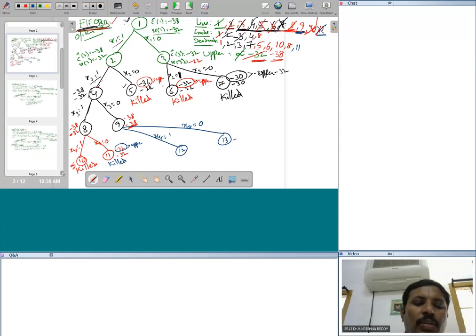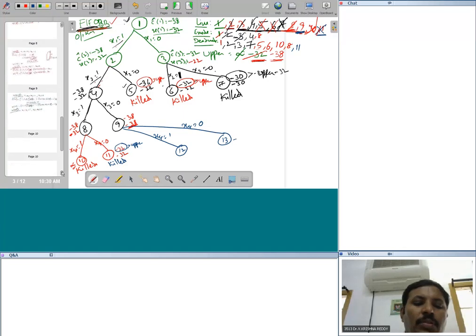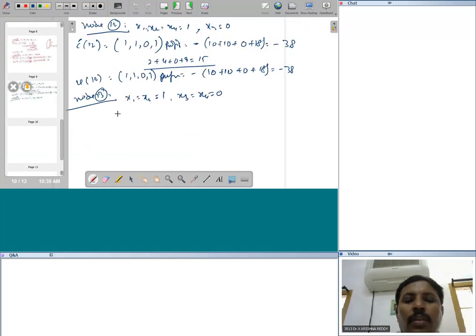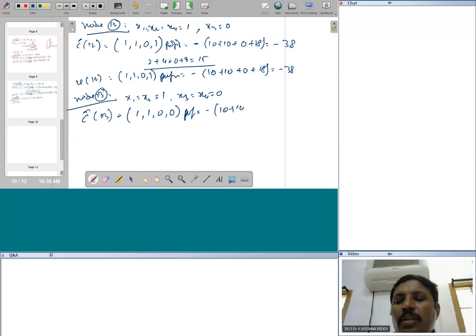If it is the 1100 concept, how do we calculate node 13? C cap of 13 is equal to 1100. The profit value for this is minus of 10 plus 10 plus 0 plus 0, which is minus 20. Similarly, U of 13 is also 1100, with the profit value of minus of 10 plus 10 plus 0 plus 0, which is minus 20.